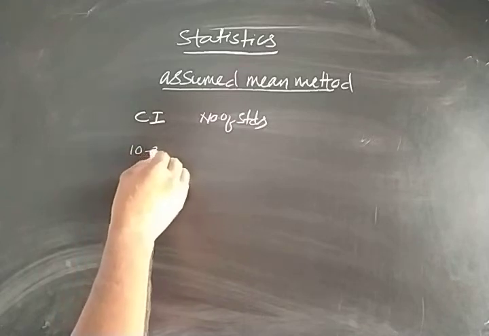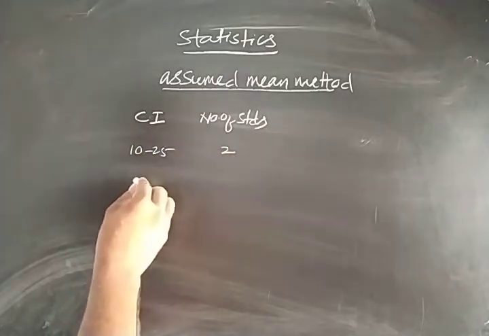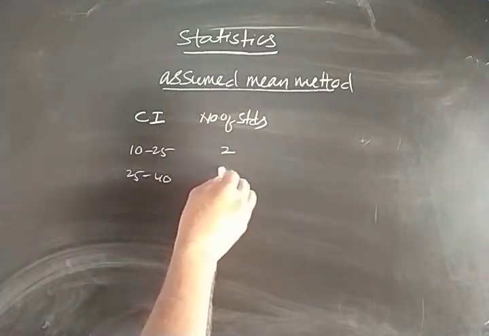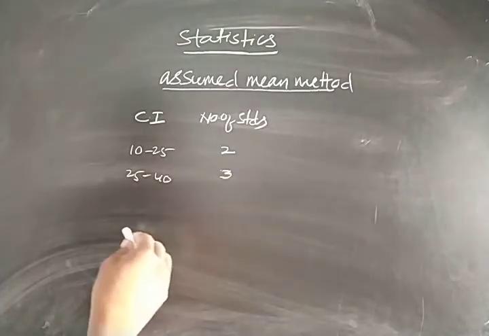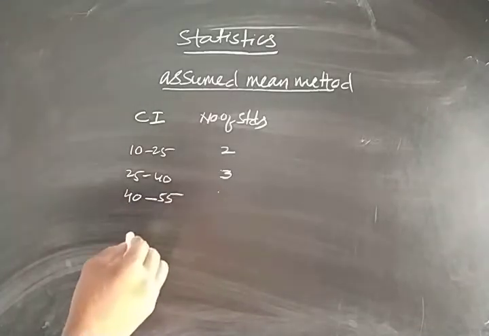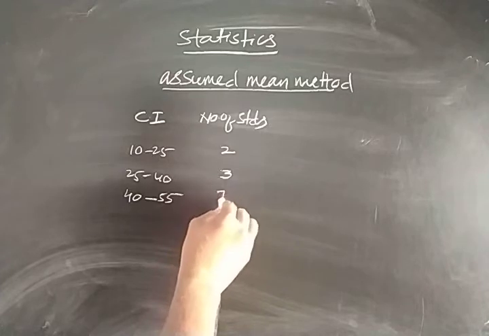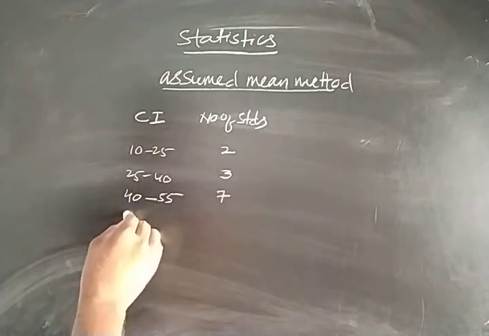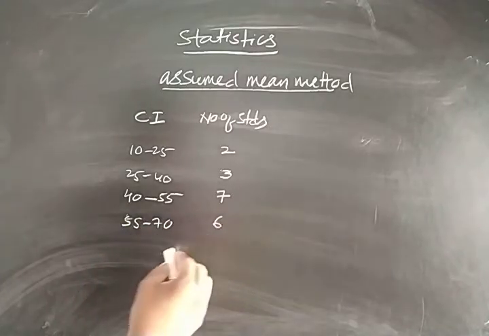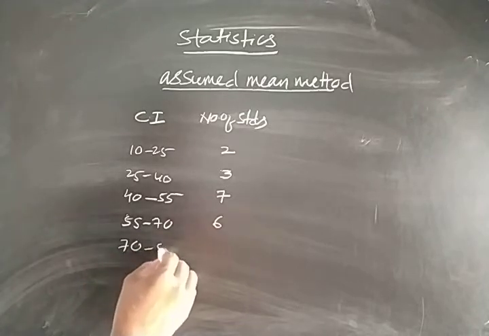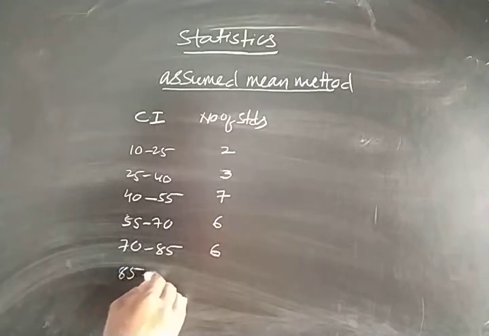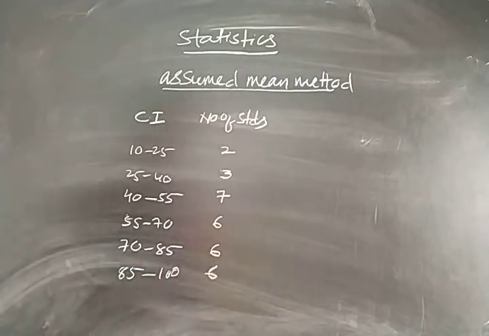10 to 25 marks got by 2 students. Next, 25 to 40 marks got by 3 students. 40 to 55 marks got by 7 students. Next, 55 to 70 marks got by 6 students. 70 to 85 marks got by 6 students. Again 85 to 100 marks got by again 6 students. So this is the given problem.